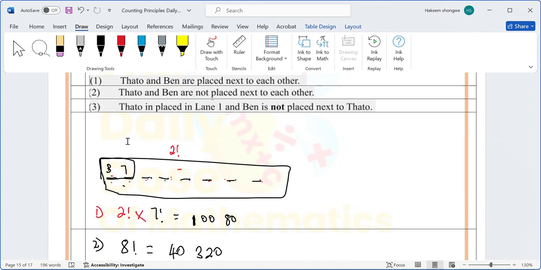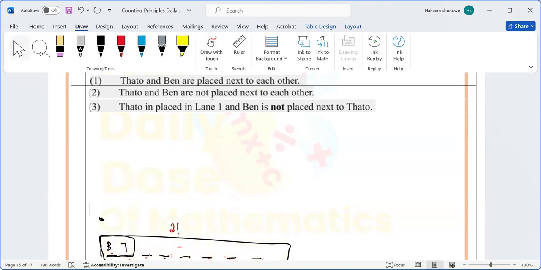So even this one, we see it's a "not." Let's try to do it when they are together and Tato is in line 1. On number 3, we have 1, 2, 3, 4, 5, 6, 7, 8. We put Tato in line number 1. Now, if we want them to be together, because Tato must be in line 1, I can put Pen here.